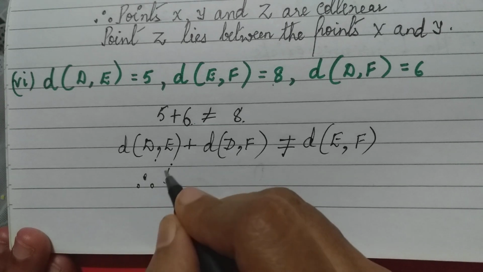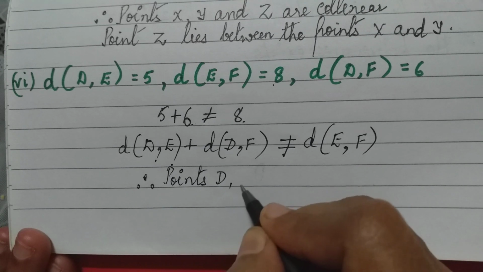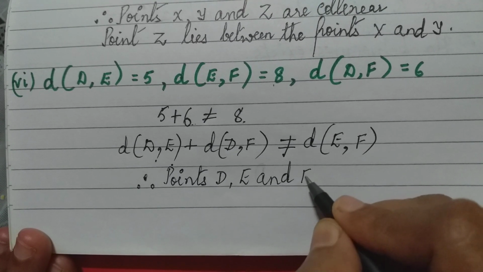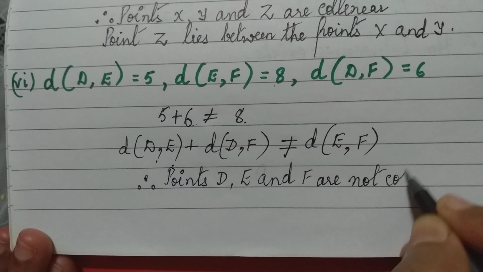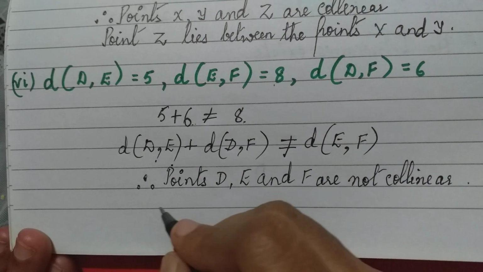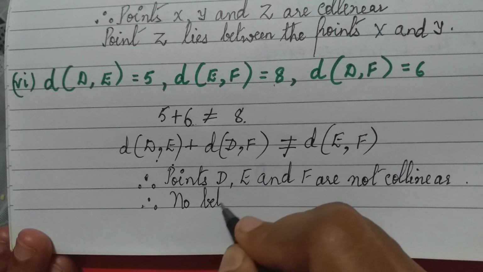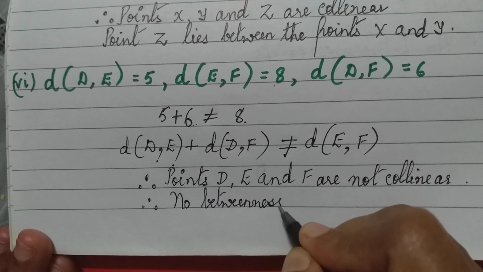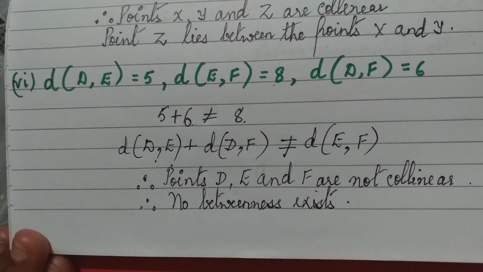So we write therefore the points D, E and F are not collinear. And if they are not collinear, no betweenness also exists. Therefore, no betweenness exists. So now we have completed the third question.